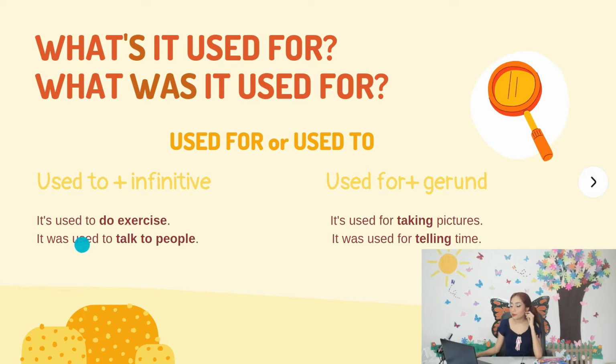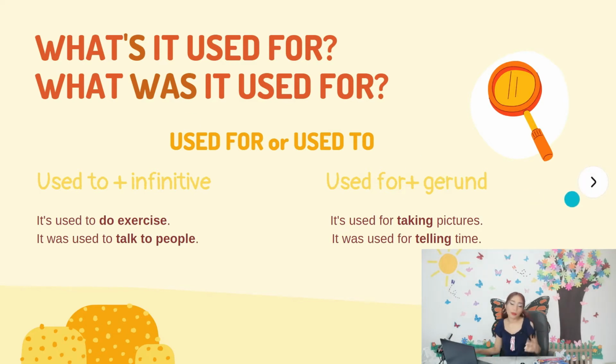Used for or used to. First of all, we need to know when we are going to use used to and when we are going to use used for. Remember that we use used to when the next verb is in infinitive. The verbs need to go right after used to, right after used for. So, what is a verb in infinitive? A verb in infinitive is a verb in base form, like for example walk, dance, talk, prepare. You don't add anything to that verb. You don't add ing, you don't add ed, nothing.